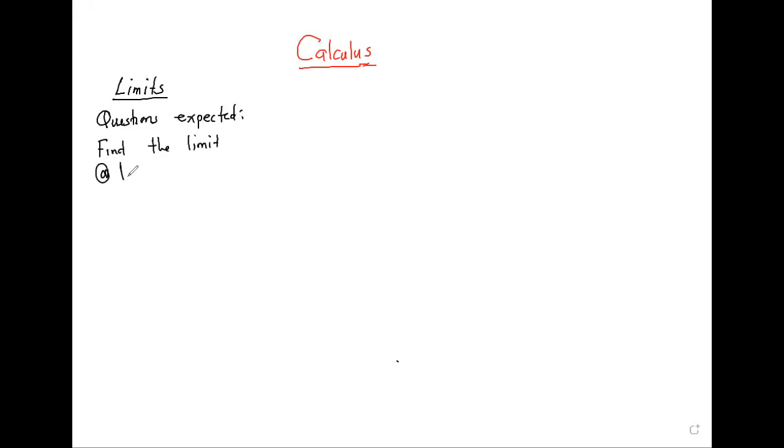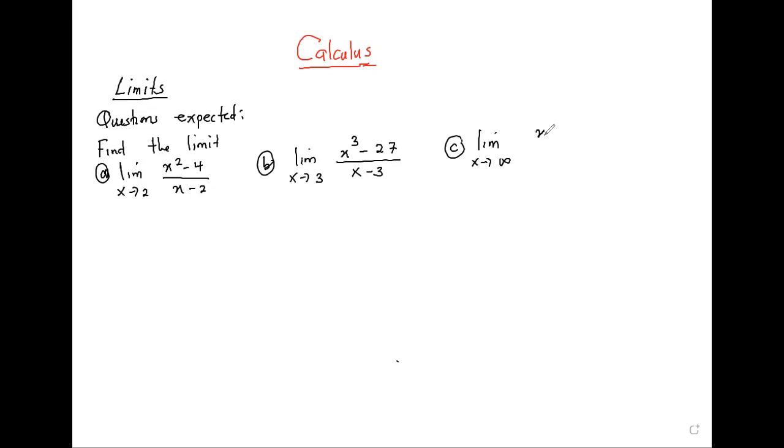A, the limit as x goes to 2 of x squared minus 4 over x minus 2. B, you expect this type of question: x cubed minus 27 over x minus 3. C, we expect these questions, x goes to infinity, x squared plus 2 over 3x squared minus 5x plus 1.